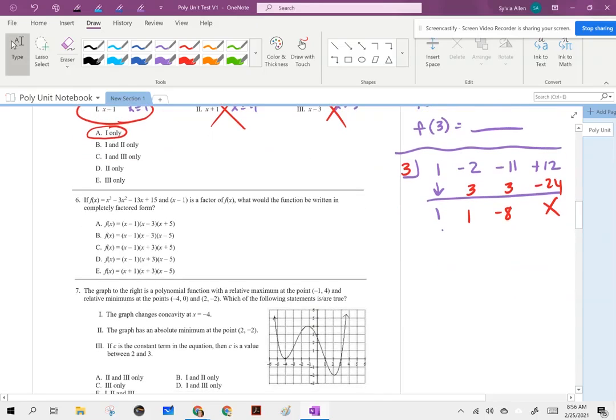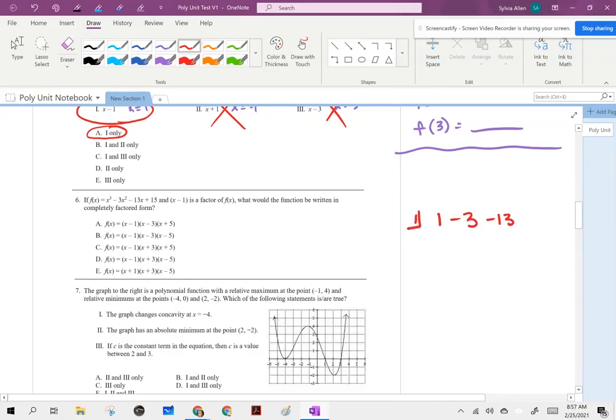Number 6, if f of x and x minus 1 is a factor, what would the function be written in completely factored form? Okay, so the cool thing about this is we can synthetically divide, right? So let me make some room over here. We already know that when we synthetically divide by 1, our remainder is going to be a 0. I'm just going to make sure that I'm doing my work correctly, which I am because I got 0, so that's good.